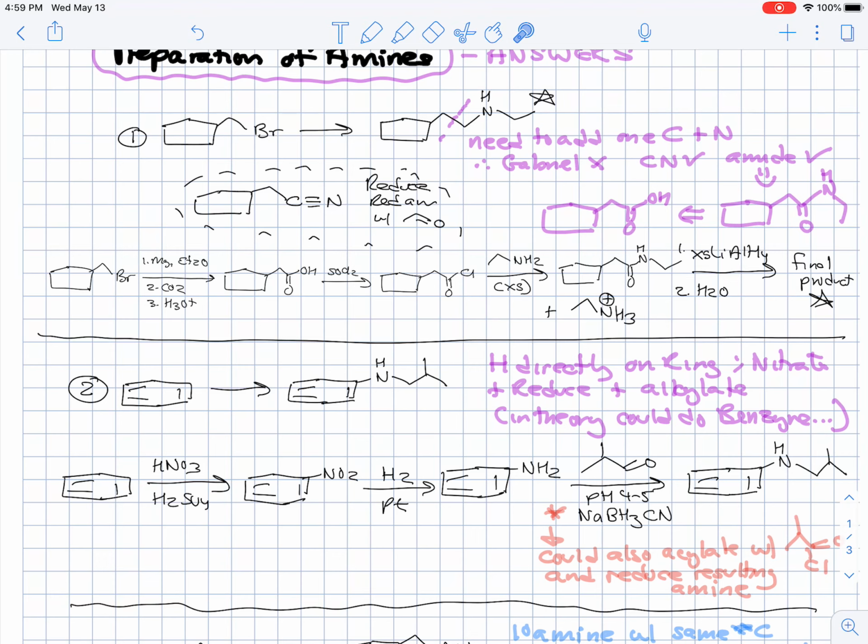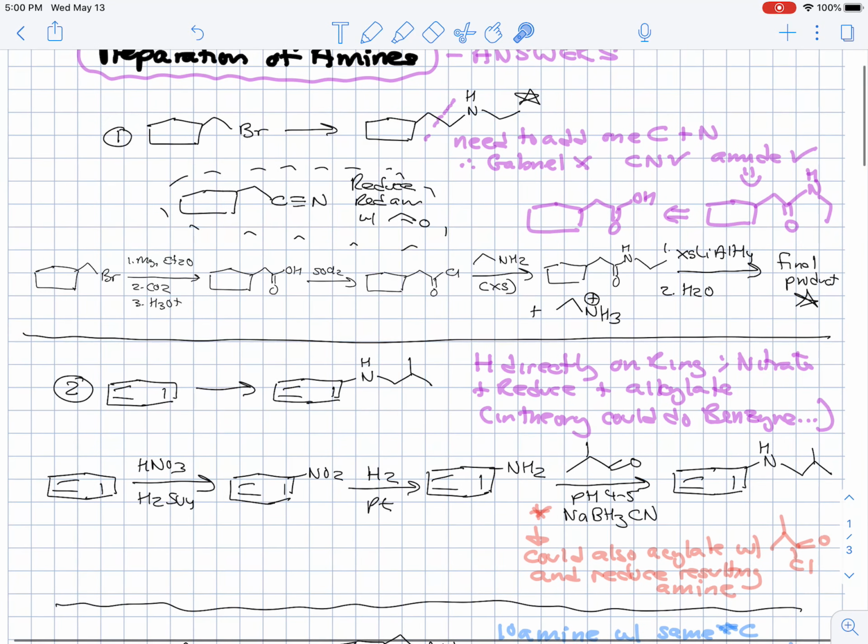So you take the carbonyl compound, the amine. You need to get to a somewhat acidic pH so that you can make, in this case, an imine. And then this is the specialized reducing agent that's used for these. In order to do this particular reaction, you could have also acylated this with this species and then reduced it.